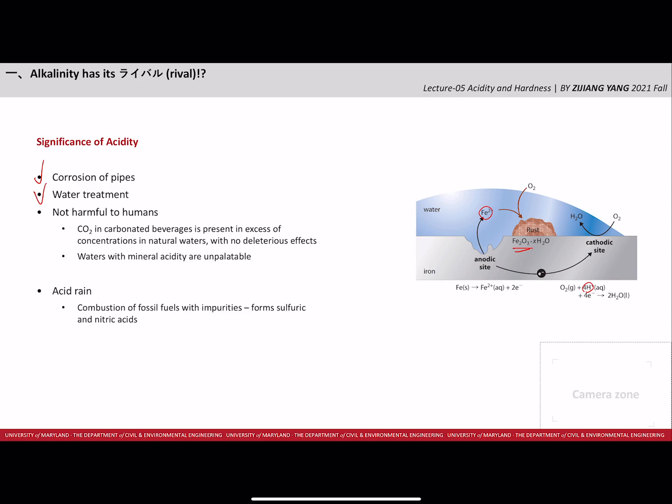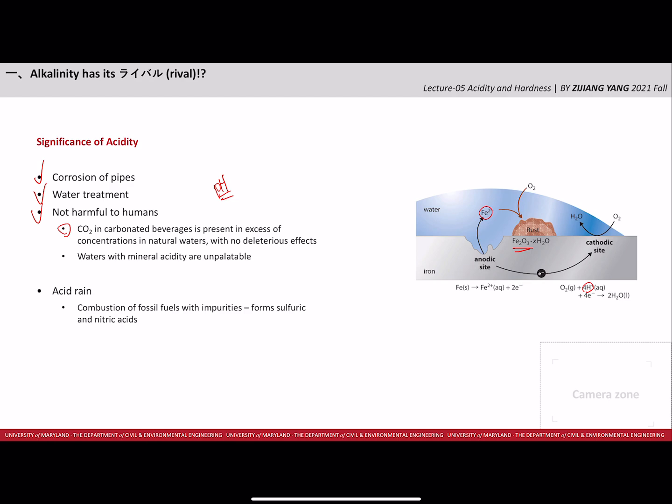It is also related to water treatment, because some of the bacteria are only alive, or can transform the chemicals, under certain pH. So we may adjust the pH based on both the alkalinity and acidity. Also, water with acidity is usually not harmful to humans, because if we have CO2 in the water, we know that it is not too acidic, and so it is not harmful for us.